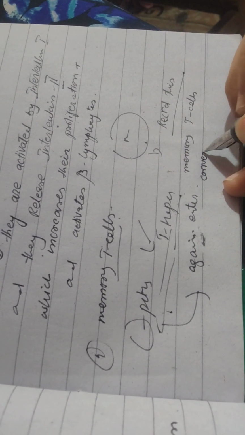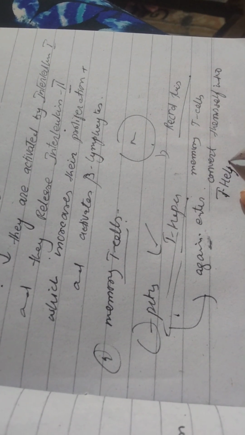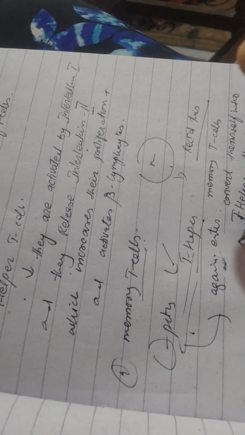When this pathogen will again enter, then these memory T cells have recorded this in the memory, which antibodies were produced and all the system, right? Now these memory T cells will convert themselves into the T helper cells, right? So basically, these memory T cells convert themselves into the T helper cells. So this was the work of memory T cells.